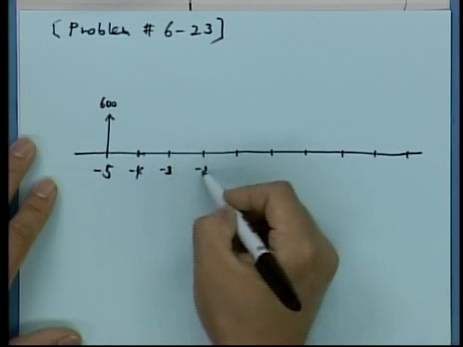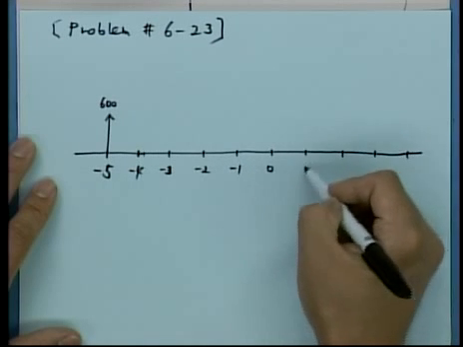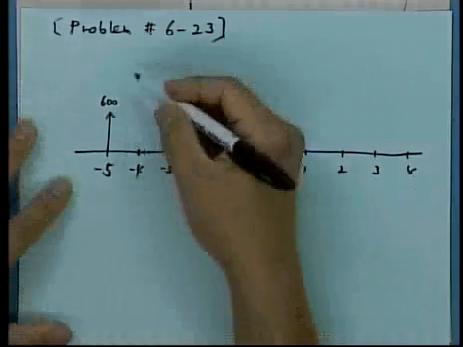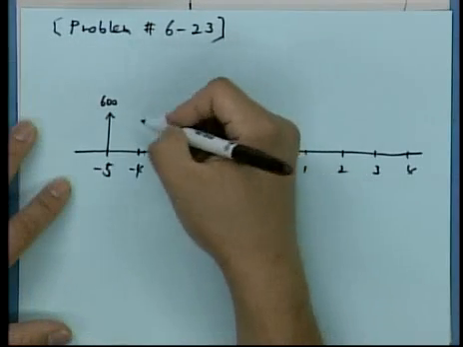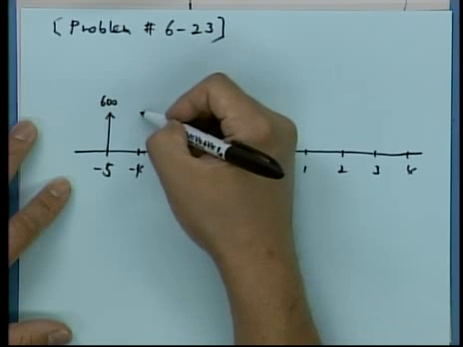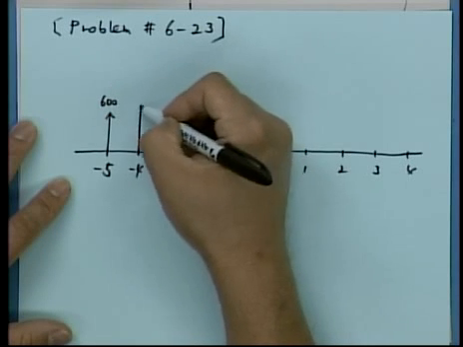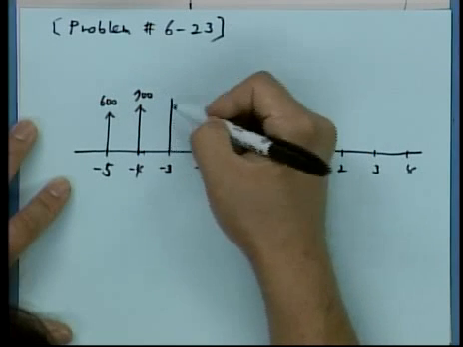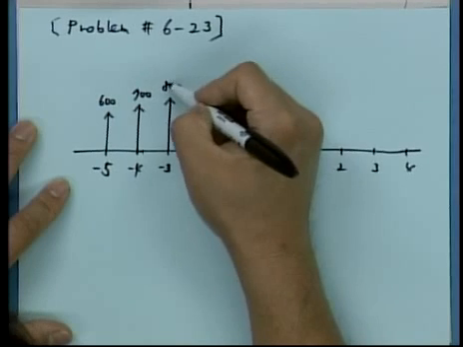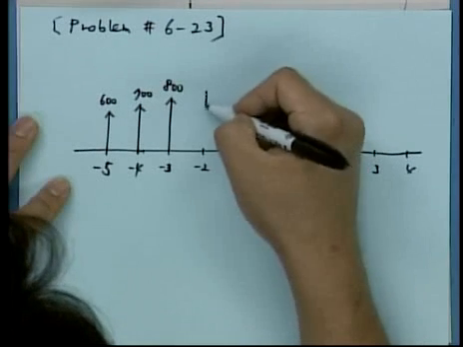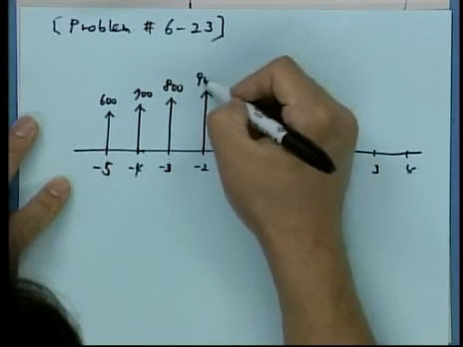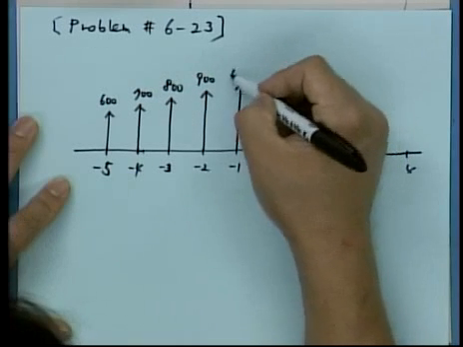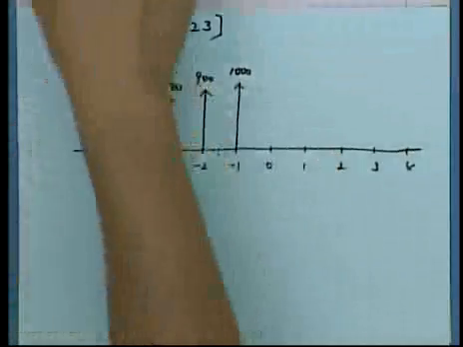3, 1, 0, 1, 2, 3, 4. And then 4 years ago becomes 700. 3 years ago, 800. 2 years ago, 900. Last year it was $1,000. Okay.